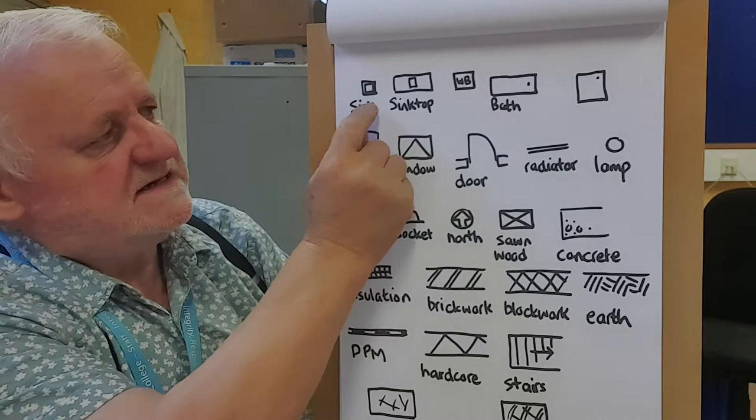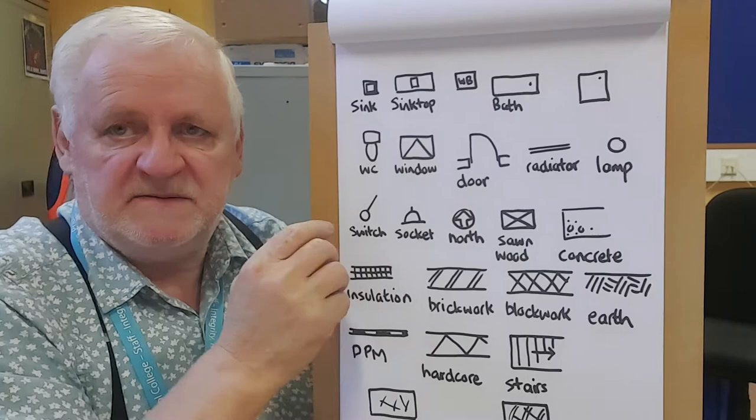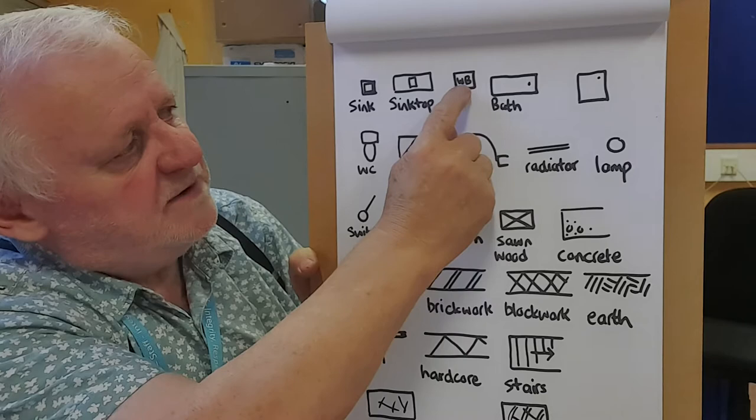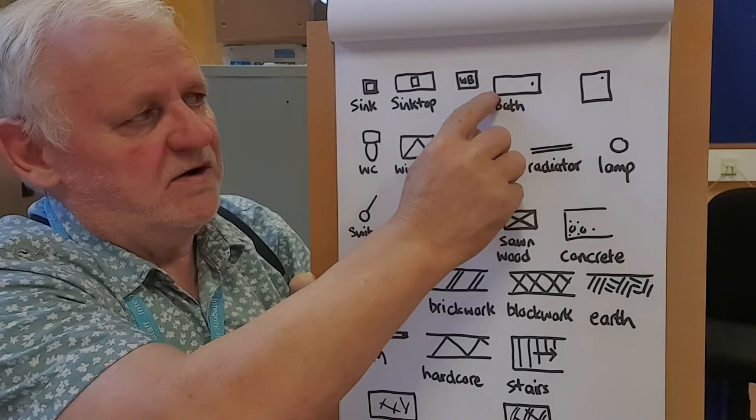The first thing is, if you see a little double box, a little box within a box, that's a sink. If on a plan you see a large box with another one in the middle, then that's the sink top. That's the metal sink top with the bowl in the middle. If you see a little box which says WB, then it's a washing bowl, or a washing basin, you could say. If you see this here, which is a long oblong thing with a dot at the one end, that's called a bath.